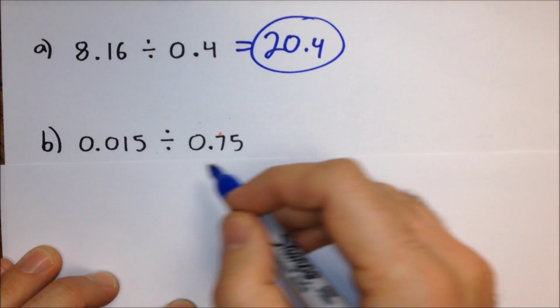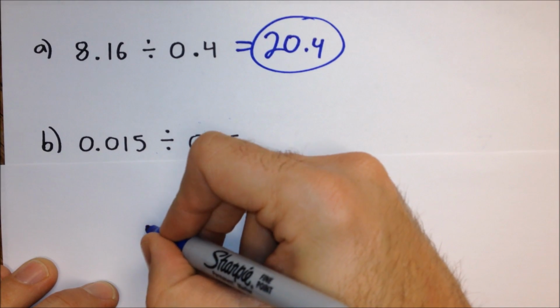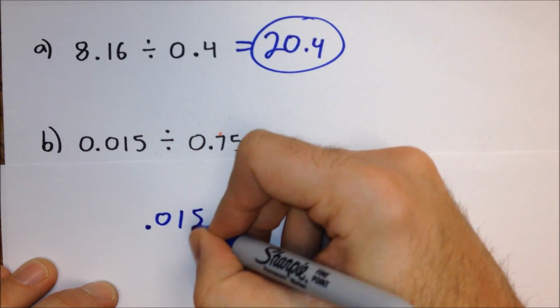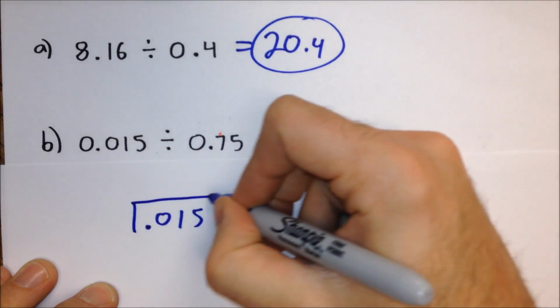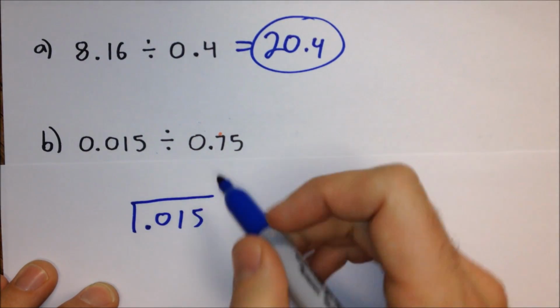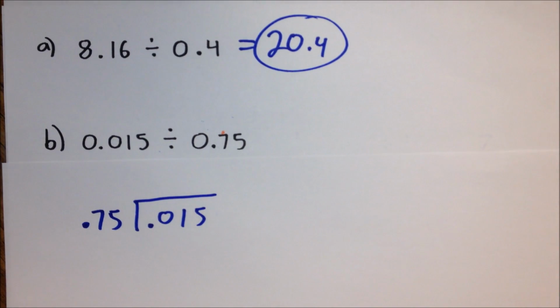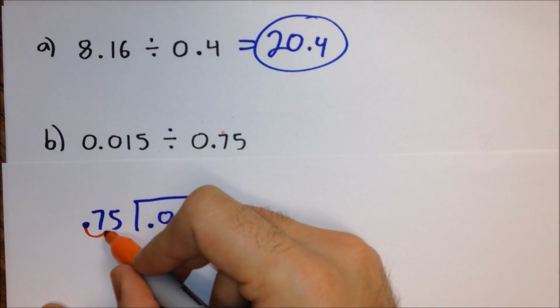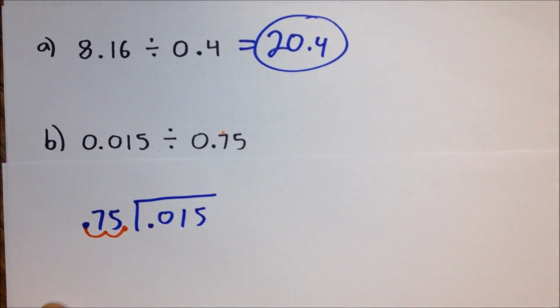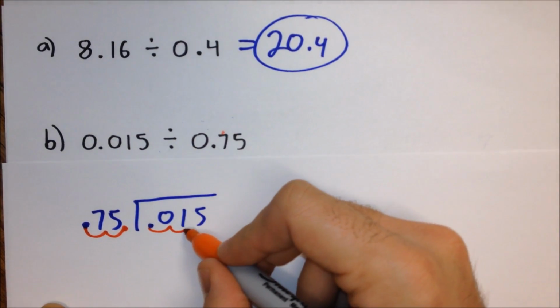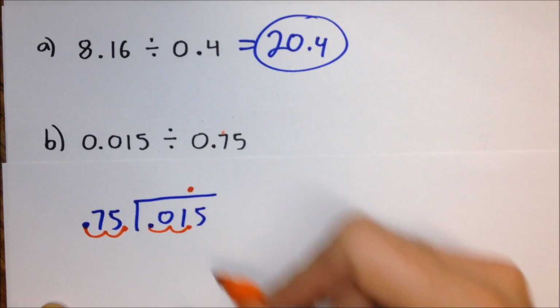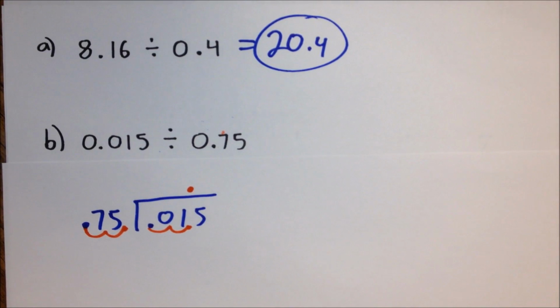This time I'm going to put the 0.015 inside my division and put the 0.75 on the outside of my division. I'm going to look again and say how many places do I need to move over my decimal. I need to move it over 2 places. So I'm going to move this one over 2 places as well and put the decimal right here.